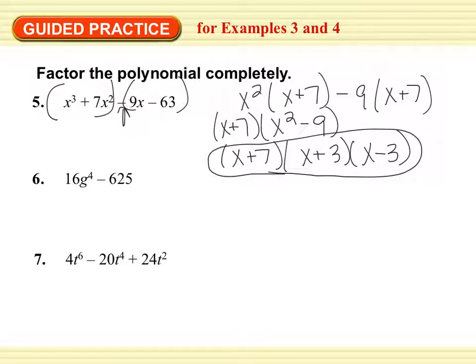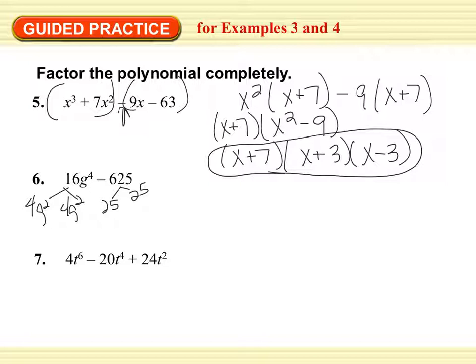Here I have the difference, and let me grab a calculator. I don't think I can take 16 out of 625, and I don't know if 625 is a perfect square because it's a big number I don't have memorized, so I need to check it. Yep, 625 is 25 times 25, and 16g to the 4th is 4g squared times 4g squared. So I have the difference of perfect squares.